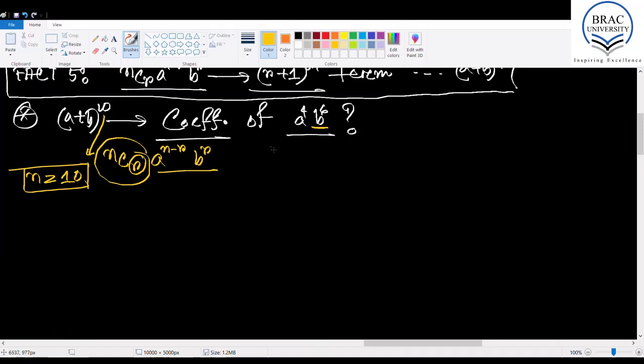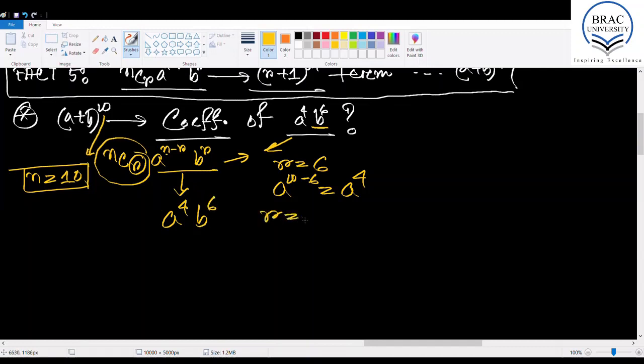So we can compare the two of them and say r will be equal to 6. And a will be equal to what? Let's check. The n value is 10 and r equals 6, so a's power will be 4. So if we compare this term with the general term, we get a to the power 4, b to the power 6, so r equals 6.